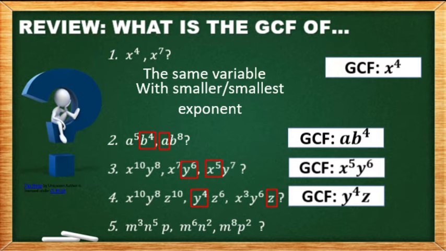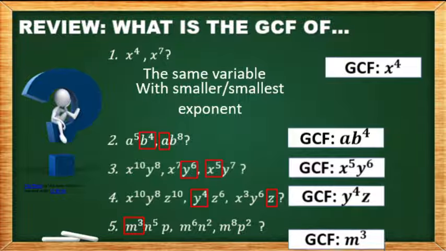So, we need to find the smallest exponent of m. The exponents of m, the first given is 3. The second given is 6. And the third given is 8. So, what is the GCF? Yes, m cubed. So, therefore, the GCF is m cubed.